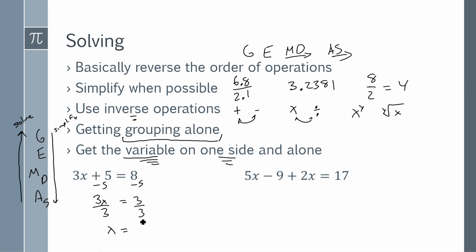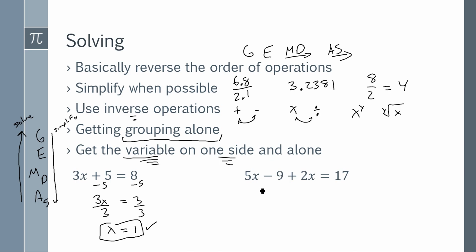And I get x equals 3 divided by 3, which is 1. We should always be in the habit of checking our work, so I would put this 1 up here into this x and just make sure it actually works out. And 3 times 1 is 3, plus 5 is 8, so it does indeed check out. This is fine. In the interest of time, I'm not going to check them all, but you should.